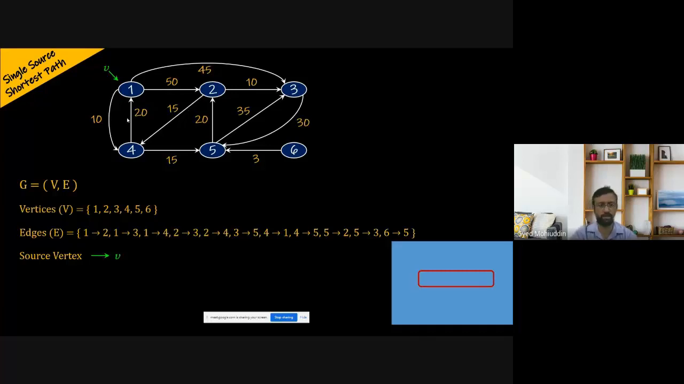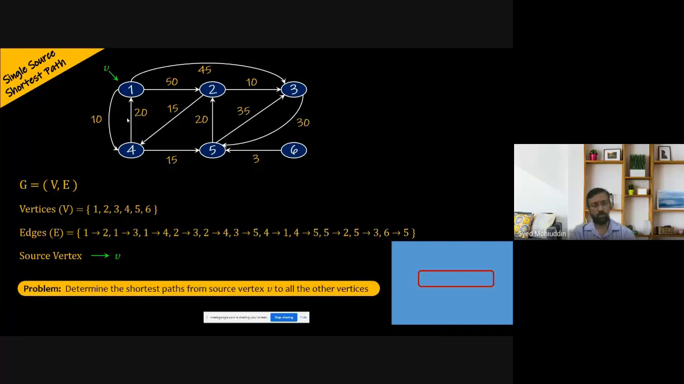But usually what happens is, when a problem is asked or when we try to solve a problem, we consider the first vertex as the single source vertex, that is the start vertex. But remember you can consider any vertex. So let us consider vertex 1 as the source vertex. Now let us solve the problem of determining the shortest path from vertex V, that is the source vertex, to all other vertices. That is the single source shortest path problem that we are trying to solve.